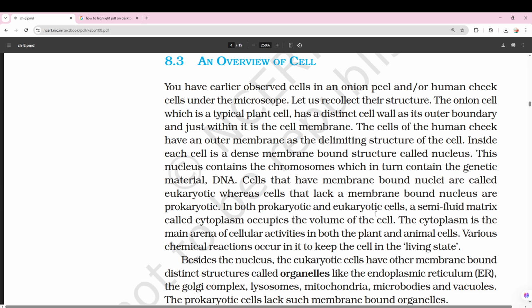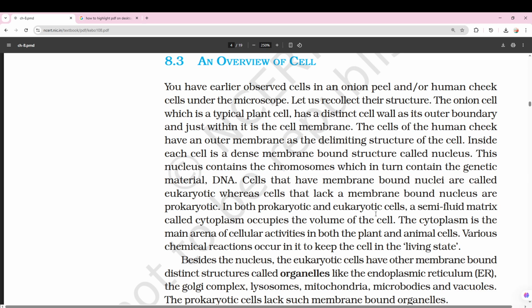The cells of the human cheek have an outer membrane as the delimiting structure of the cell. Inside each cell is a dense membrane-bound structure called the nucleus. This nucleus contains the chromosomes, which in turn contain the genetic material, DNA. Cells that have membrane-bound nuclei are called eukaryotic, whereas cells that lack a membrane-bound nucleus are called prokaryotic.